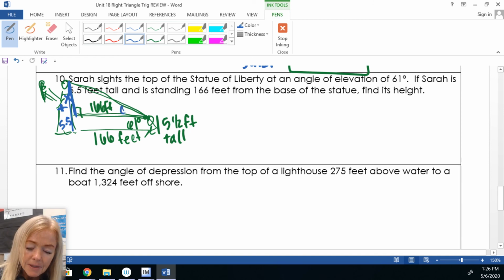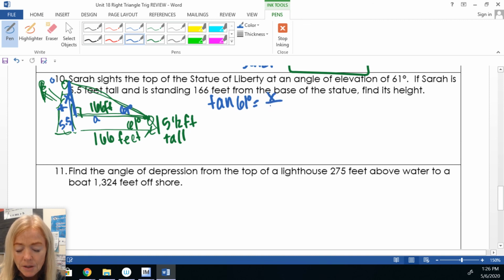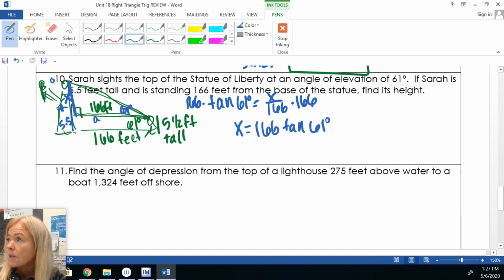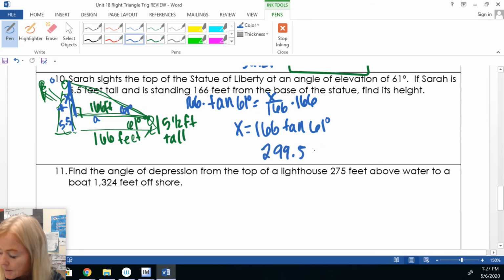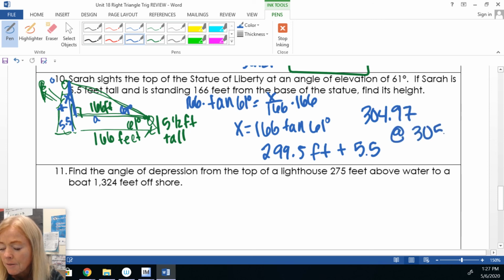All right, so this is still 61 degrees in here. We have opposite and adjacent. So we're going to do tangent of 61 degrees is x over adjacent side 166 feet. All right, so we're going to multiply by that 166, and we get x is equal to 166 times the tangent of 61 degrees. All right, and in our calculator, 166 tangent 61 is 299.5 feet. And then we need to add that to 5.5 feet. So plus 5.5, and that is 304.97, or approximately 305 feet tall is that Statue of Liberty.